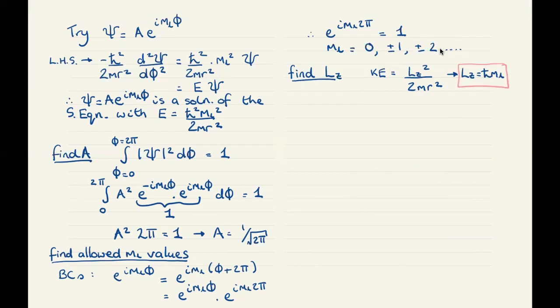So the m sub l quantum number gives us not only the energy, but also the angular momentum of the wave function. The m sub l quantum number, which we just showed, has to have an integer value. So this tells us then that the angular momentum, the z component of the angular momentum, is also quantized. It can only take on certain well-defined values. So this is our first approach to finding the angular momentum.